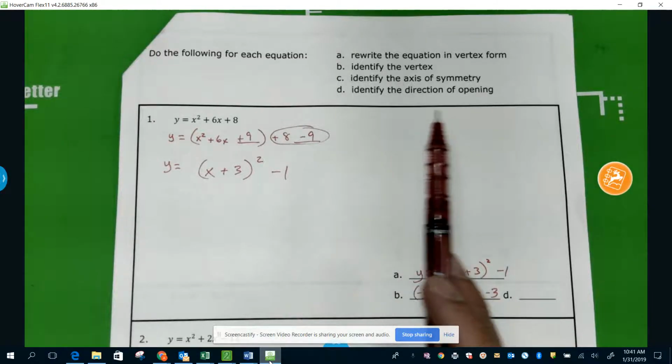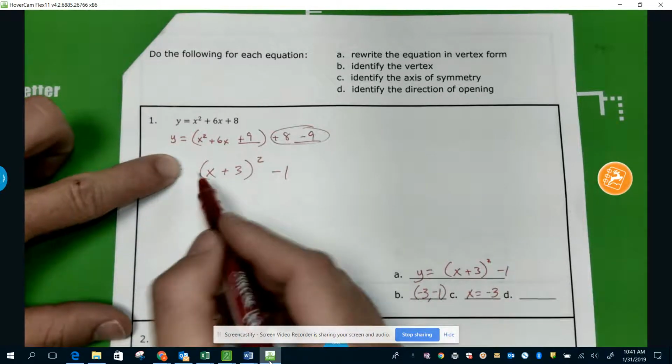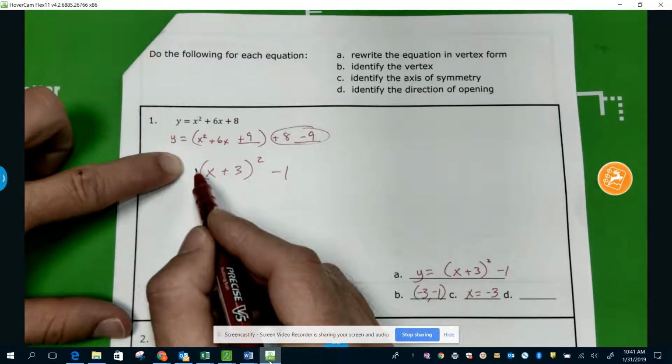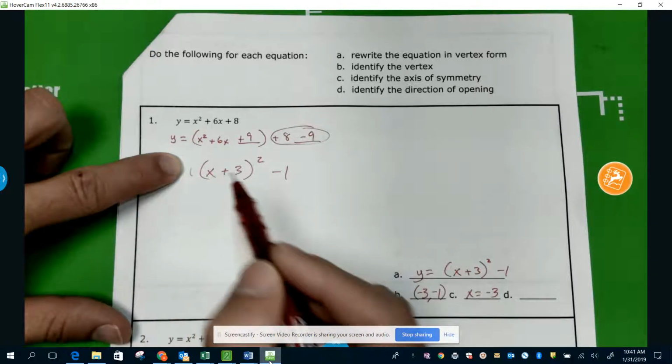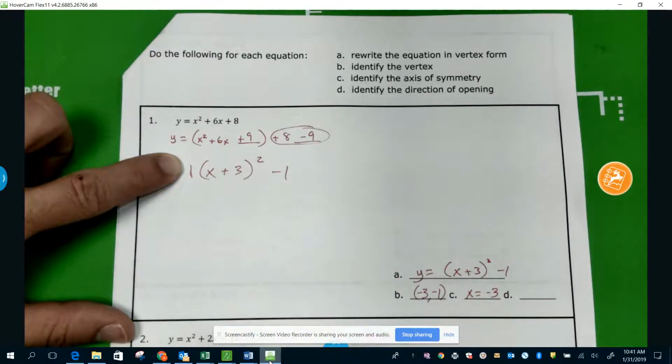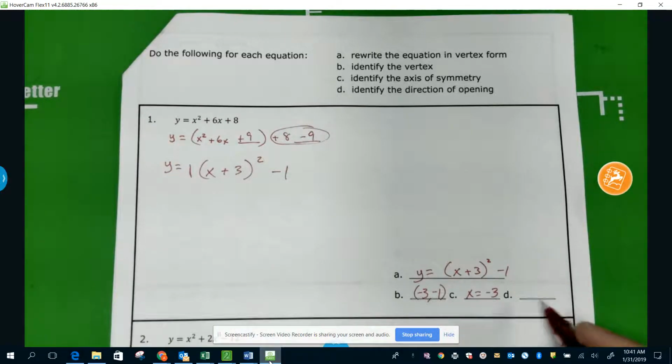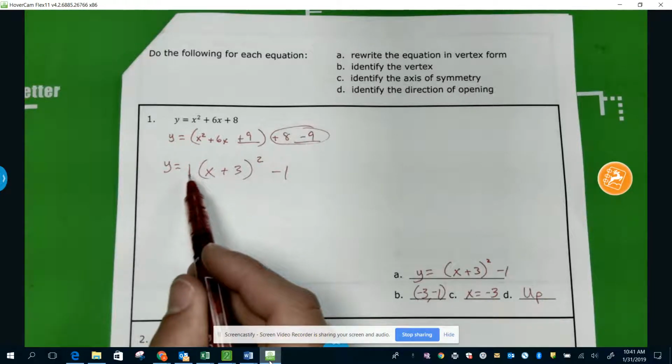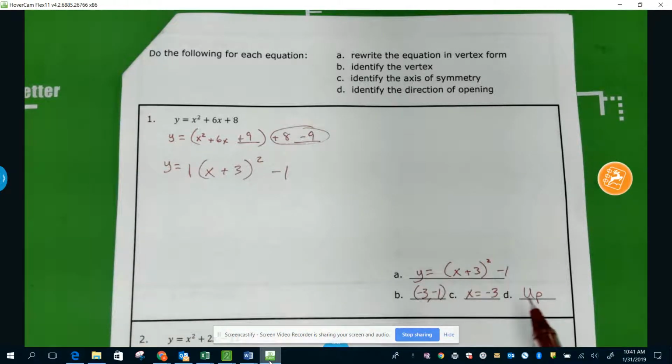Finally, the direction that we're opening. Remember, we look at the a value out in front of the parenthesis. Well, if there's not a number here, it's actually an invisible 1. So there's an invisible positive 1 out front. Since it's positive, then the direction is opening up. If this was a negative number out in front of the parenthesis, then our direction would be opening down.